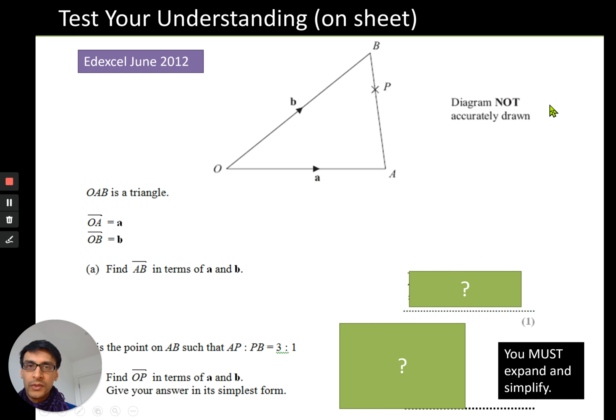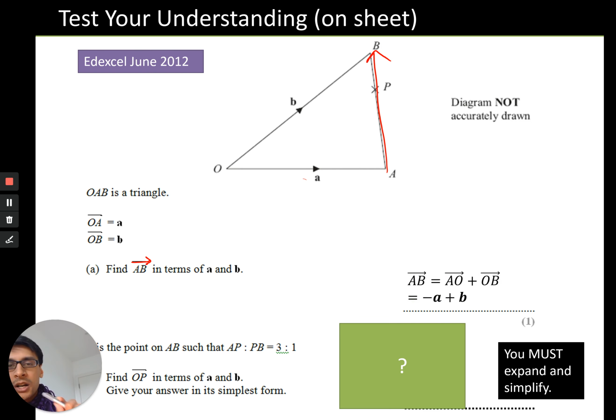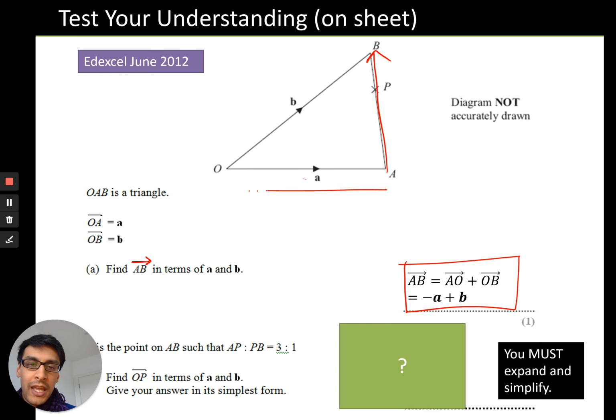Okay, so an exam question. OAB is a triangle. OA is equal to A, so that's given to us, and OB is equal to B. Find AB in terms of A and B. Well, I want to go from A to B. Now, obviously, I can't go straight up because there's no vector given, so I'm going to go negative A plus B. Good. Now, you must write out your working out like it is on here. You have to show the examiner the route. So AB is equal to AO plus OB.